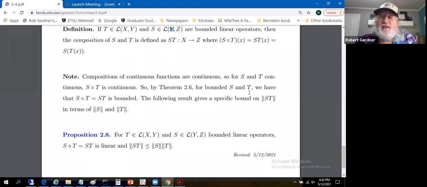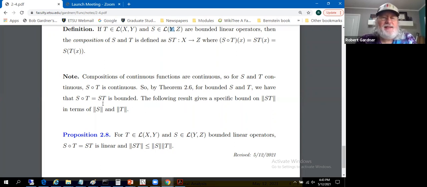So if S and T are both bounded, then their composition is also bounded. Quick argument just based on Theorem 2.6. Really using the fact that we know a lot of stuff about continuity coming into this class. So continuity arguments allow us to make boundedness conclusions. By the way, they also let you make uniform continuity conclusions as well.